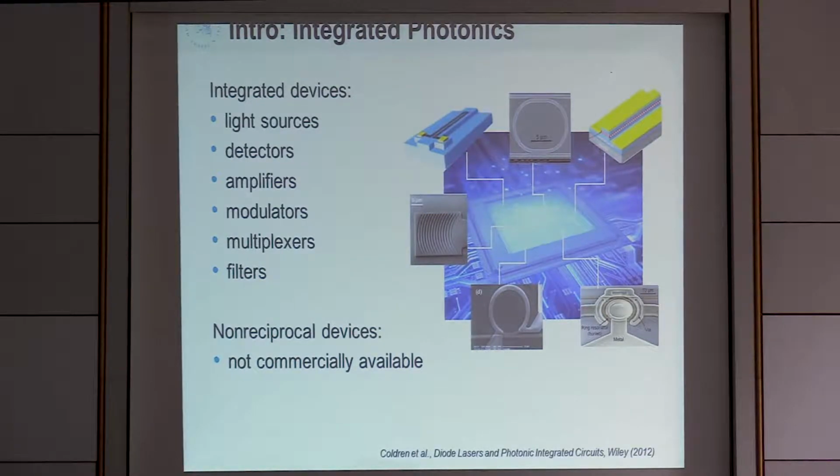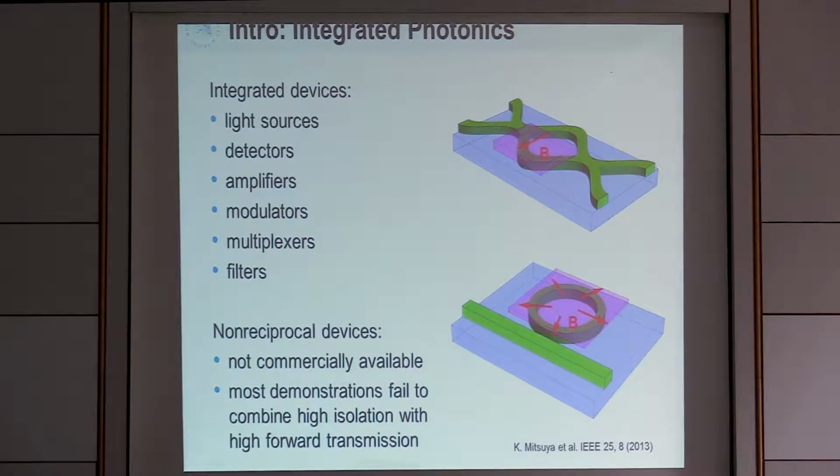Okay? And research-grade realizations are available, but most of these demonstrations, actually all of them up to our demonstration in 2015, failed to combine a high isolation with a low forward loss. Okay? And here I sketch some of these research-grade realizations of integrated optical circulators and isolators. And what you see here is a substrate with waveguides in green on top. And then what is being done is there is a magneto-optical film placed on top of the waveguides.